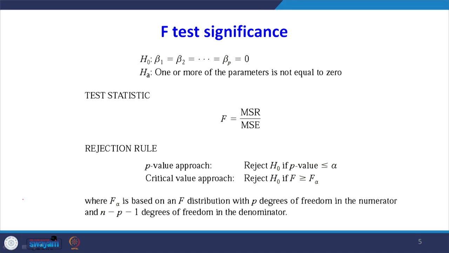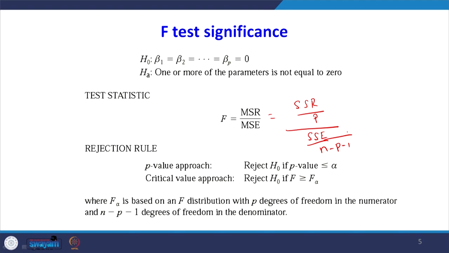So, how to find the F statistic? The F statistic is MSR divided by MSE, that is the mean regression sum of squares divided by the mean error sum of squares. How do we get the mean regression sum of squares? We divide SSR by the corresponding degrees of freedom. Here the degrees of freedom is p, so SSR divided by p gives MSR. For MSE, we divide SSE by n minus p minus 1, where p is the number of independent variables, and then we get the mean error sum of squares.